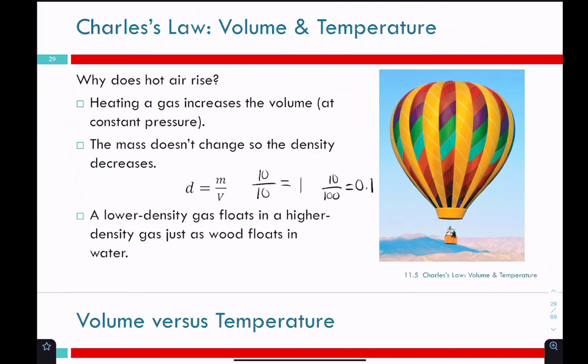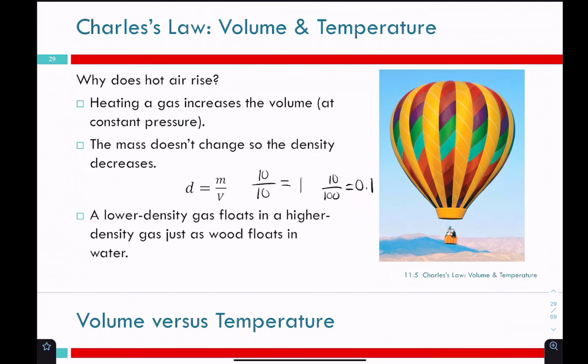All right, so as the volume gets bigger, if the mass stays the same, density gets smaller. And we don't often think of air like this, but the reason that hot air balloons float is the same reason that wood floats in water. It's less dense, and so the water ends up just sort of pushing it out. That's more physics though, buoyancy.